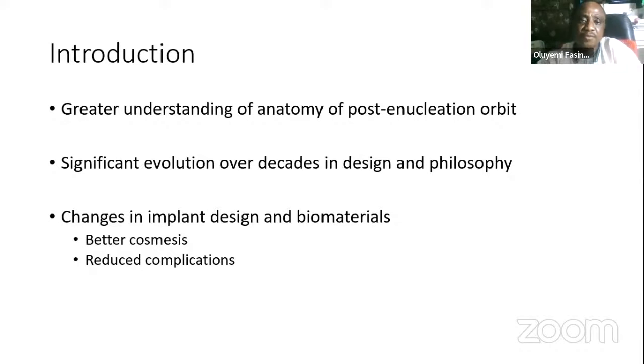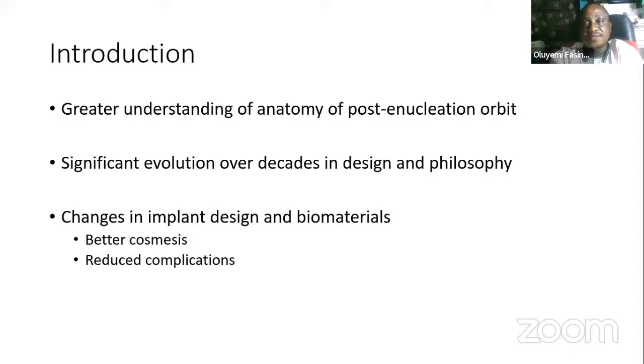Over the last 50 years, there has been significant evolution in the design and philosophy of orbital implant use following eye removal procedures. And of course, this has ensured that we now have better cosmesis and reduced complications following all these procedures.